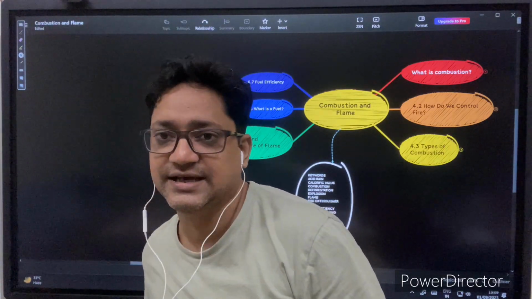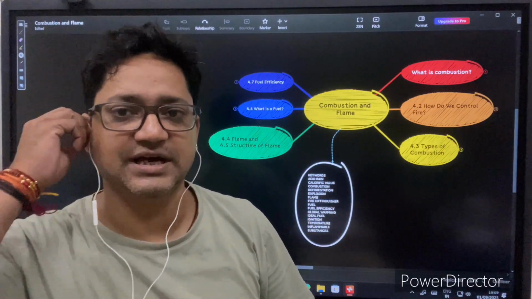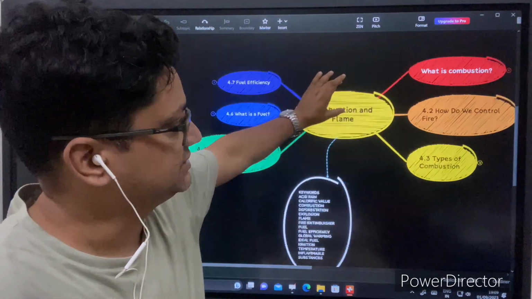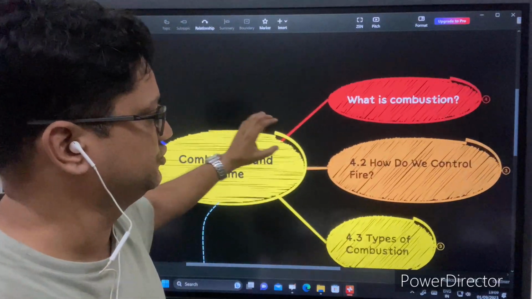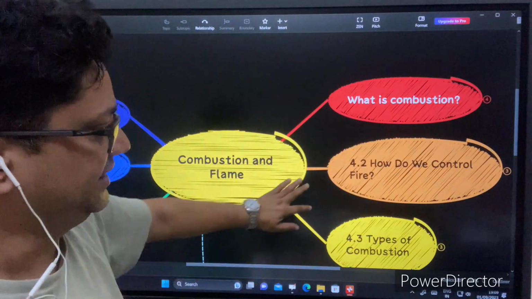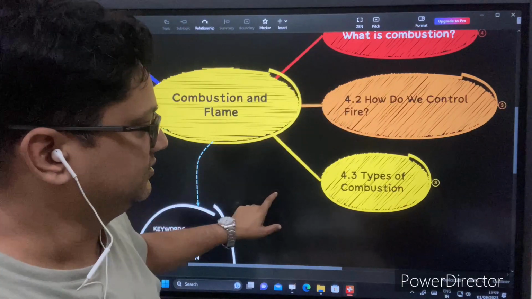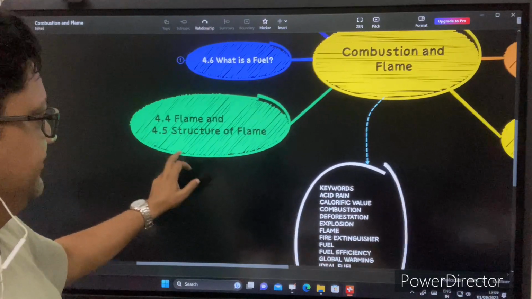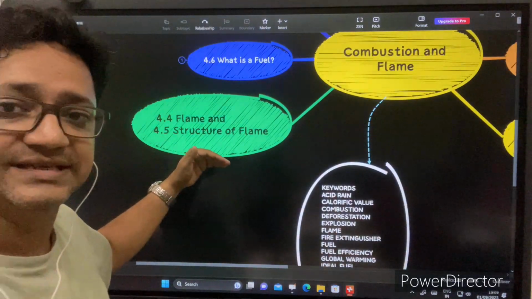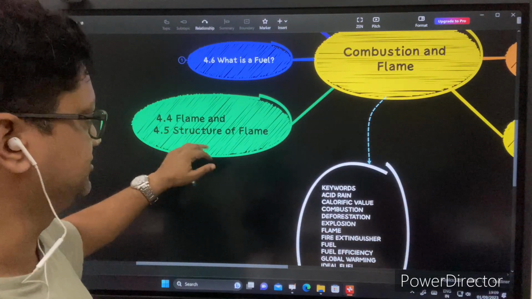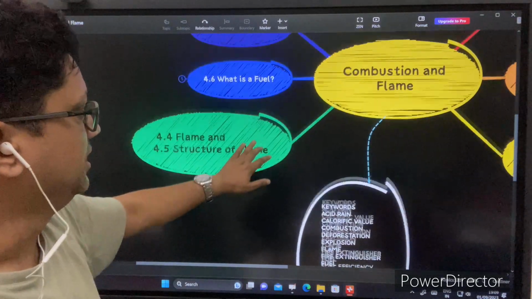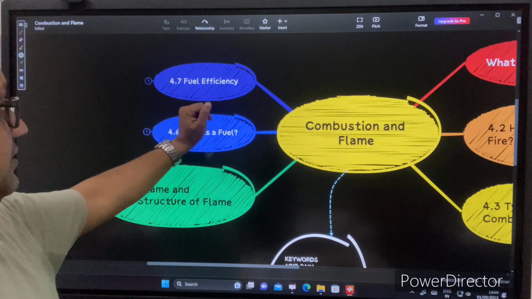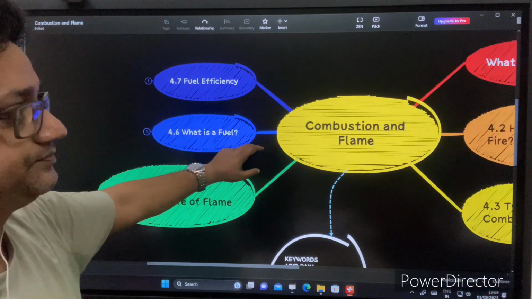As you can see, there are different topics related with this chapter, and we are going to cover all four topics and the subtopics of this chapter. First, what is combustion, and then how do we control fire. The 4.3 is going to be types of combustion. 4.4 and 4.5 I have included both the subtopics in the same category, that is the flame and the structure of the flame. The sixth topic is what is fuel, and 4.7 is fuel efficiency.